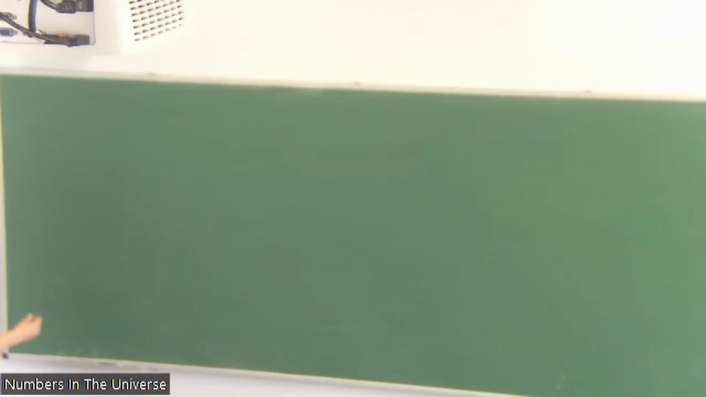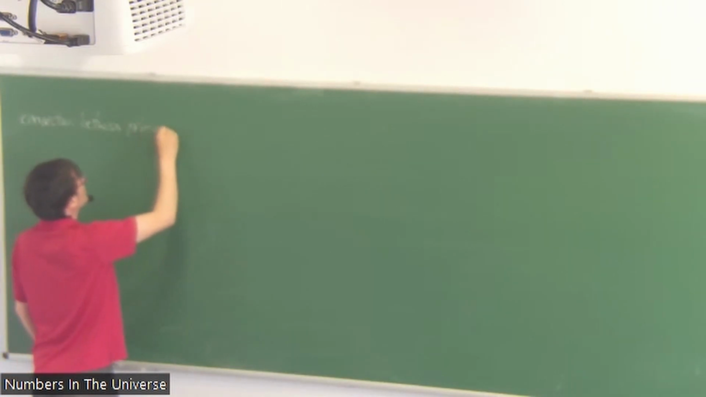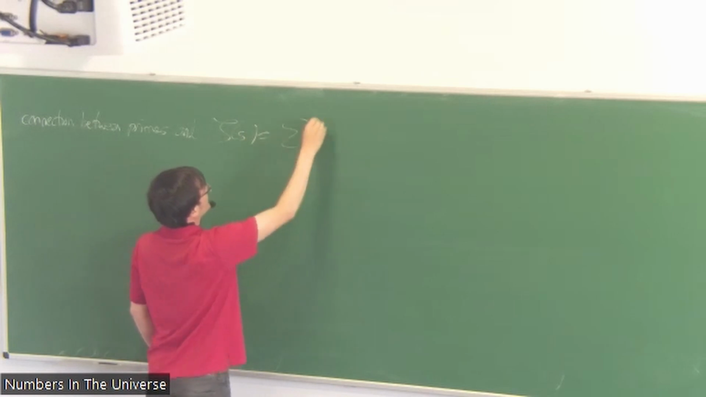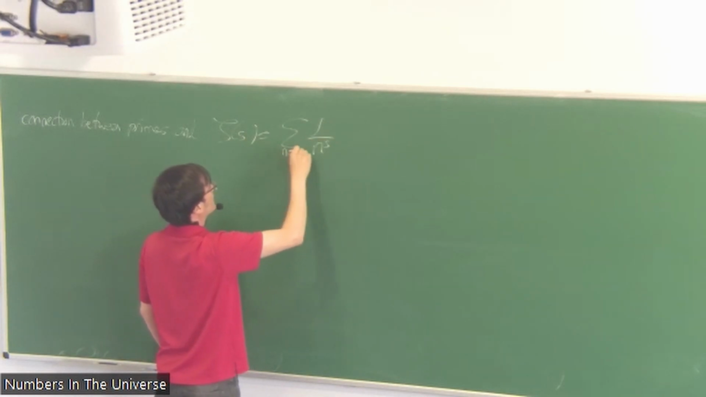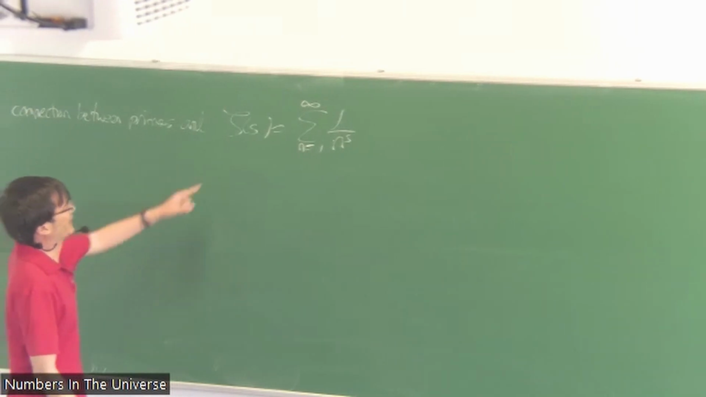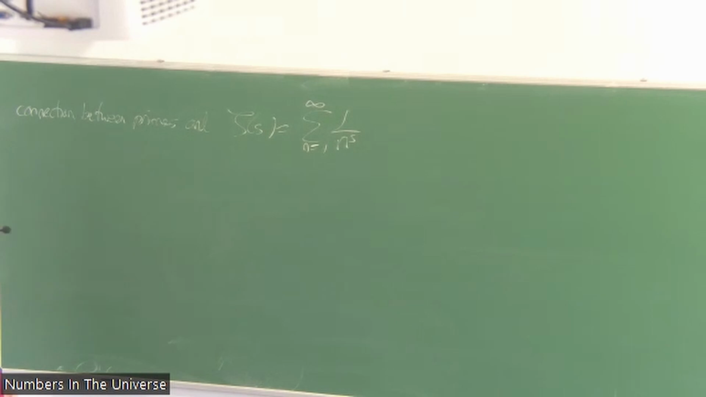Okay, so the connection between the primes and the Riemann zeta function, which is this funny function summing over integers. Strictly speaking, this series only converges classically when s is big, but there are tricks to extend it to other values of s too. Okay, so the connection comes from the fundamental theorem of arithmetic, ultimately.